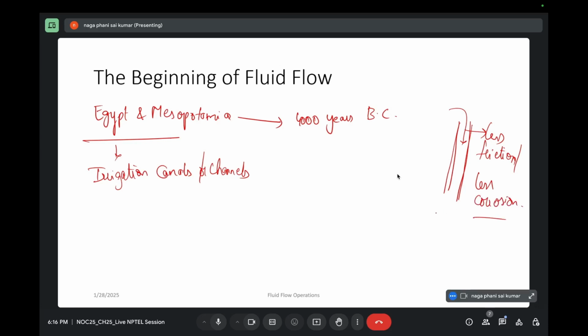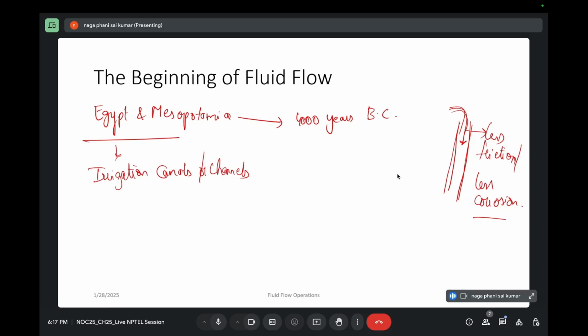And from then on, they started proper designing of columns, because whenever you observe that it takes less energy to flow from one place to another, you'll obviously design the system accordingly, right? So that you have to spend less energy for transportation of fluids.